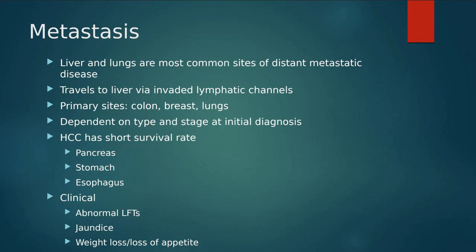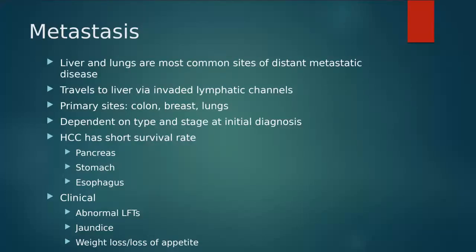Hepatocellular carcinoma has a really poor survival prognosis, and that is because as a primary, so we just said that the liver is usually a site for METs. It's not usually a prime location of cancer, but hepatocellular carcinoma is. That is going to spread to the pancreas, the stomach, and the esophagus. And basically, once those organs start to become affected by cancer, quality of life drastically decreases, and treatment options drastically decrease, especially with pancreatic cancer. Clinically, we are going to see abnormal LFTs, jaundice, weight loss, loss of appetite, nausea, vomiting, all those other classic symptoms that go hand in hand with cancer.